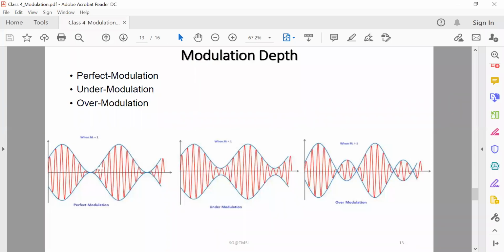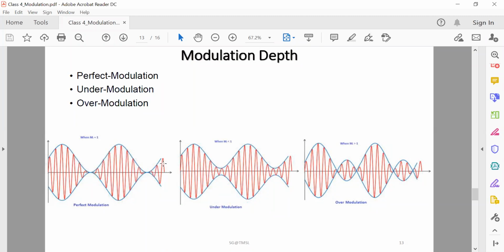Now, the modulation index is the ratio of the maximum amplitude of the message signal to the maximum amplitude of the carrier signal. For example, if we consider the message signal maximum amplitude is 4 volt and the carrier signal maximum amplitude is also 4 volt, then the ratio of the modulating signal amplitude is 4 divided by 4, which is equal to 1. Therefore the modulation index in perfect modulation is equal to 1. Okay, and that is the condition here.